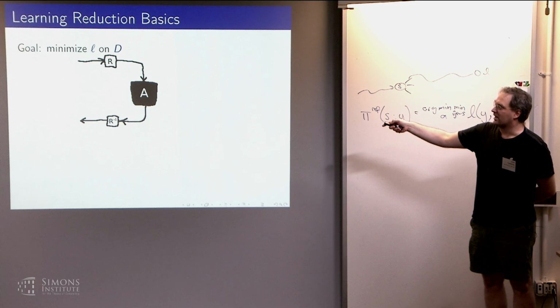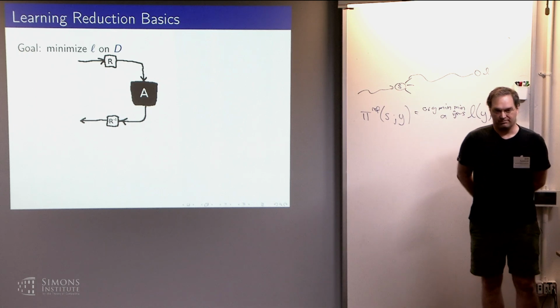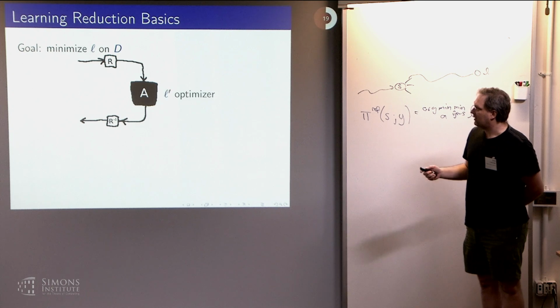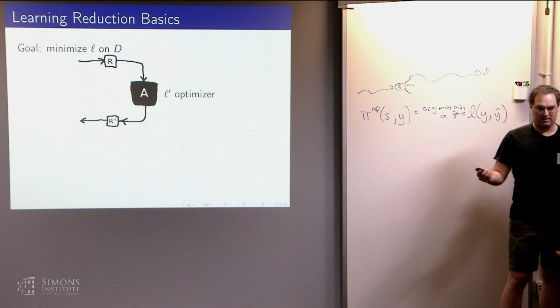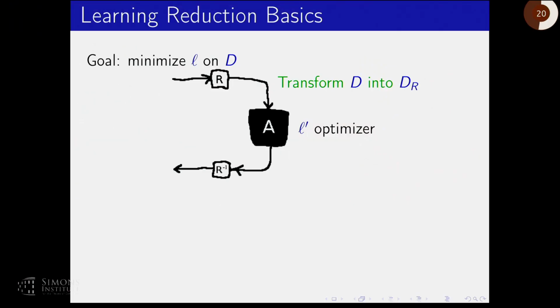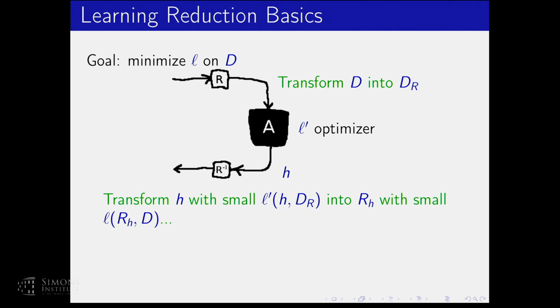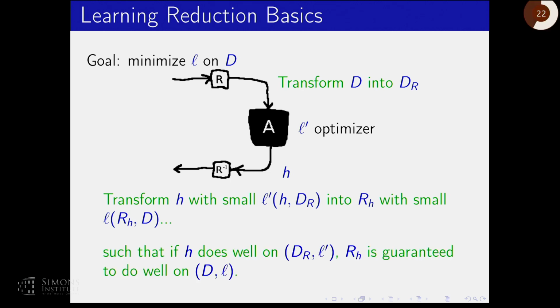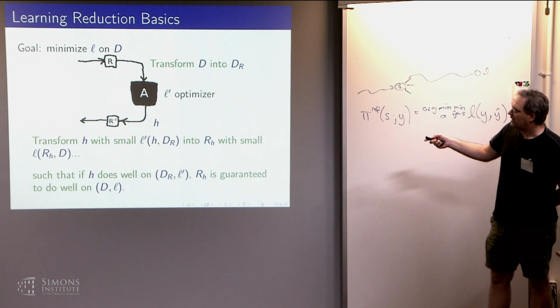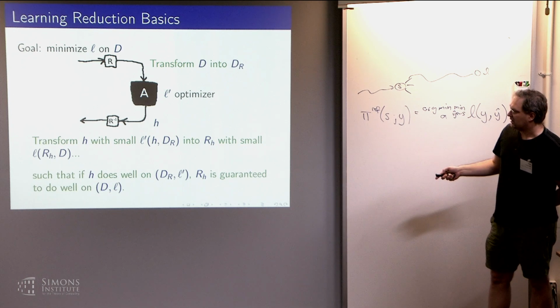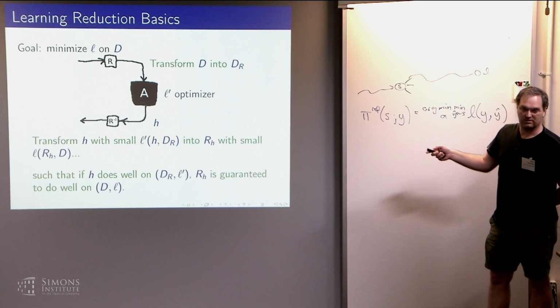Maybe your goal is to minimize some loss on some distribution producing examples in the original domain. You have some algorithm for optimizing some other loss in some other domain, and you need to translate between these two. So you have some way to transform examples or sets of examples from the original domain to the new domain, and then you have some way to transform the predictor that you get out into the starting domain. So that's straightforward. Now the trick is you want to do this in a way such that if H performs well on the induced distribution, then R inverse applied to H will do well on the original distribution.